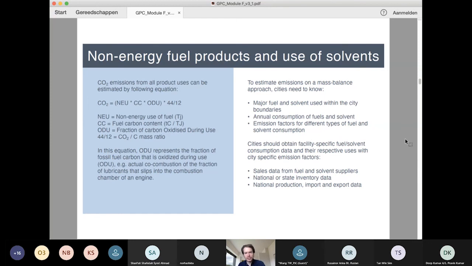To estimate emissions, you need to know how much fuel and solvents are used within your city boundary. You need to know which fuels and which solvents are used, how much is consumed, and the emission factors. You can obtain that data from sales data from fuel and solvent suppliers, from your national inventory, or from national production, import and export data.